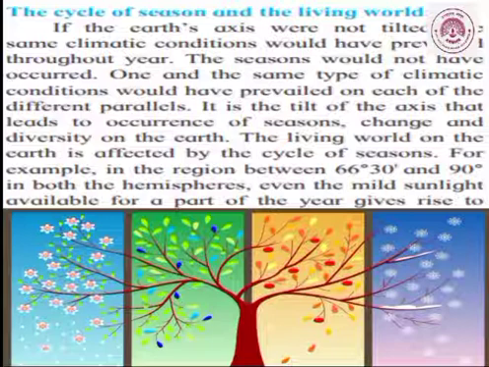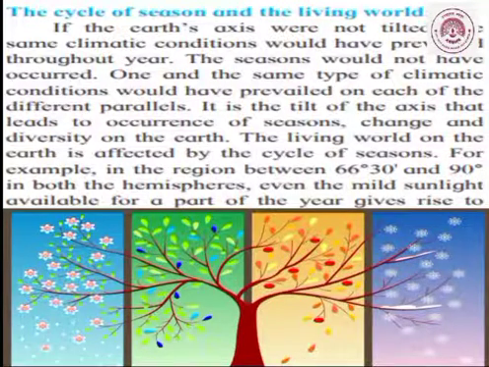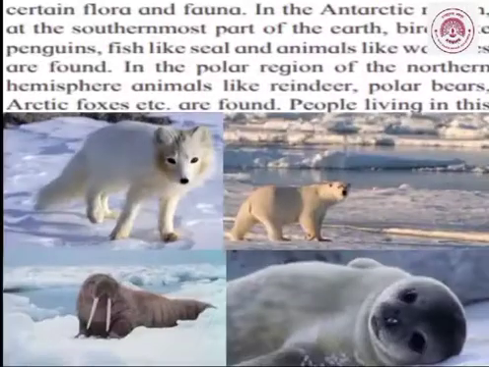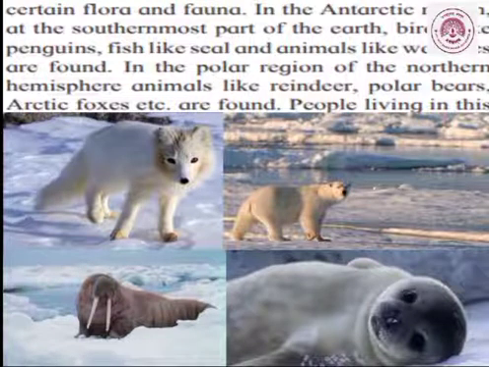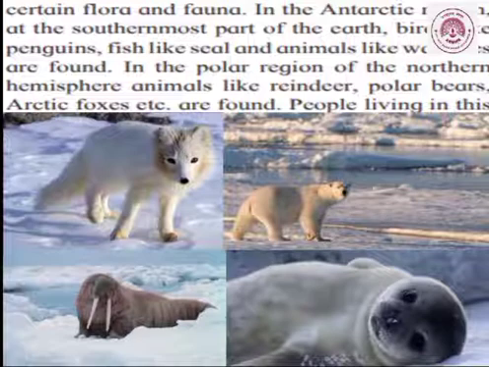The living world on the earth is affected by the cycle of seasons. For example, in the region between 66 degrees 30 minutes and 90 degrees in both the hemispheres, even the mild sunlight available for a part of the year gives rise to certain flora and fauna. In the Antarctic region on the southernmost part of the earth, birds like penguins, fish like seal, and animals like walruses are found. In the polar region of the northern hemisphere, animals like reindeer, polar bears, arctic foxes, etc. are found.